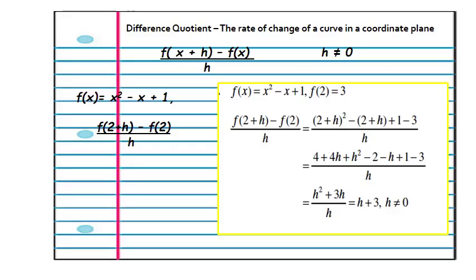Difference quotient. It is the rate of change of a curve in a coordinate plane. Now what you have to do is imagine a curve happening inside of a coordinate plane. So we're going to draw a coordinate plane here, and I'm going to use the example of a car going around a curve in a coordinate plane. So to represent that, here's our curve.